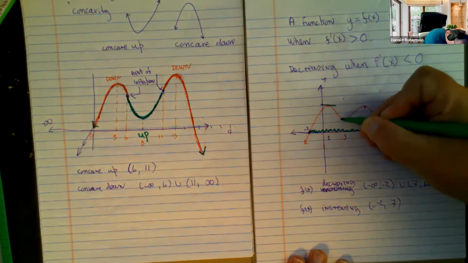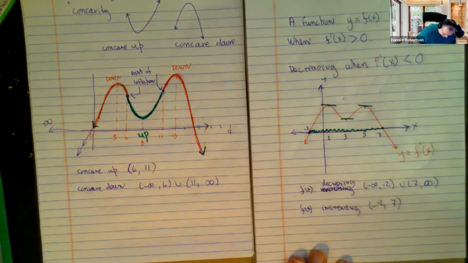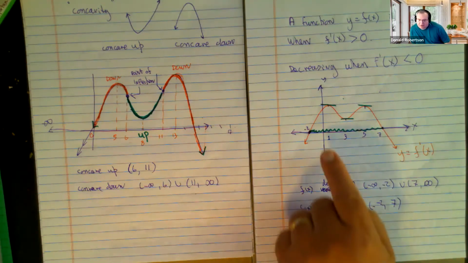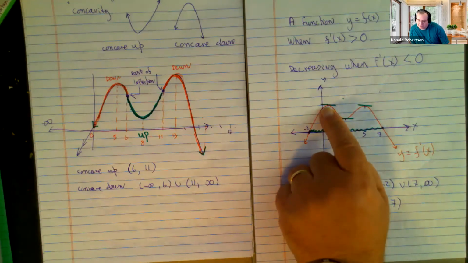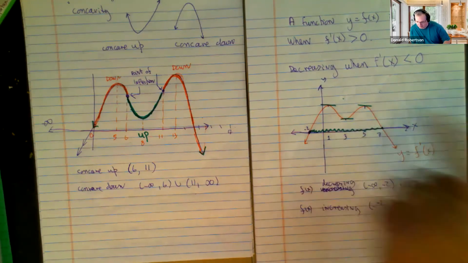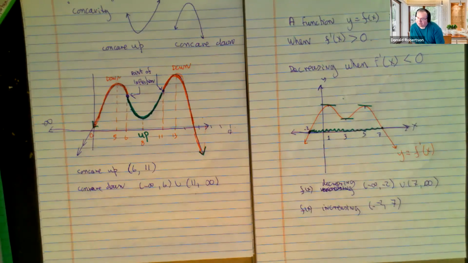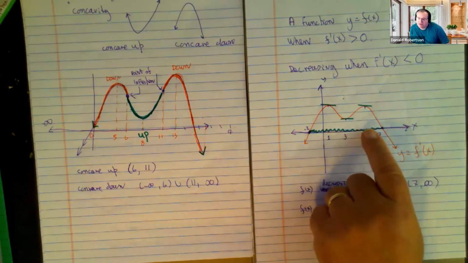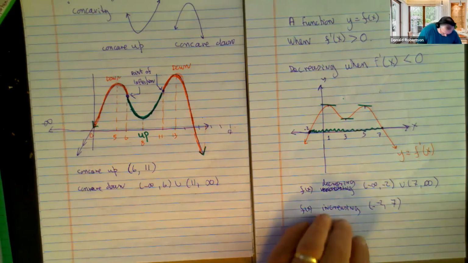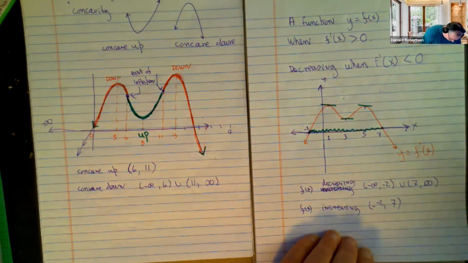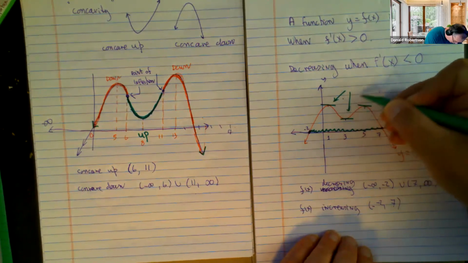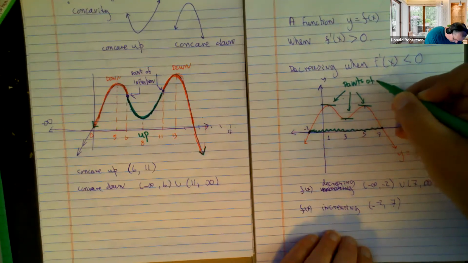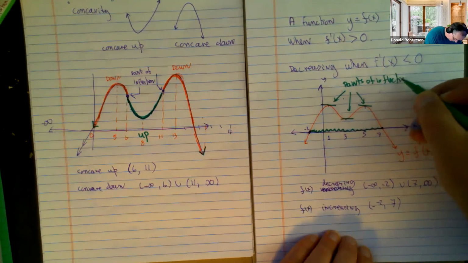You just need to know these guys, because these fellas are the points of inflection. So I know this shape is going to change at 1, then it's going to change at 3, and then it's going to change at 5. And at least I could tell you the x coordinates of the points of inflection.